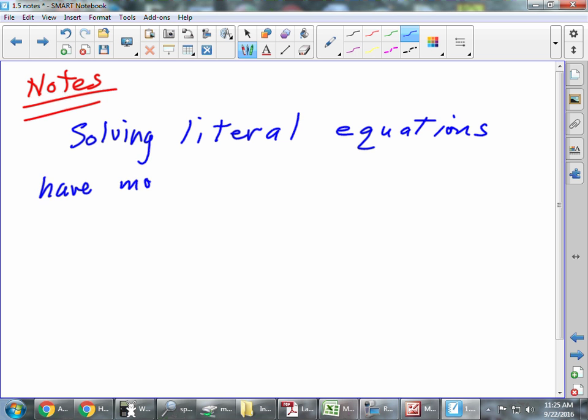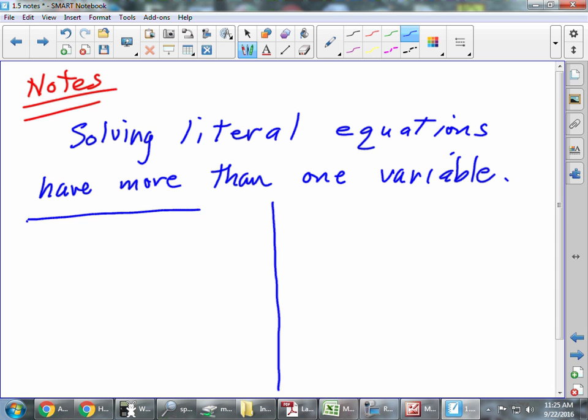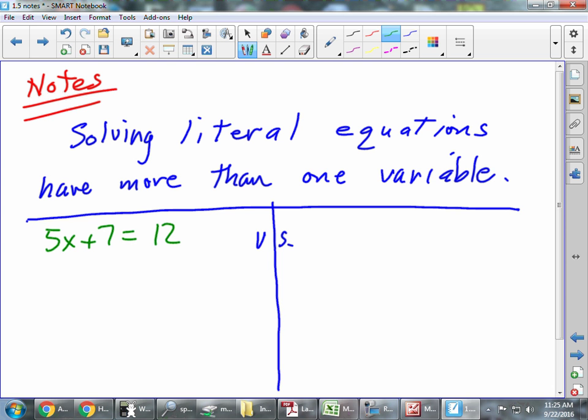So literal equations have more than one variable. For instance, I'm going to do kind of a versus. One variable equation we've had, that's like 5x plus 7 equals 12. And we solved lots of those. No problem, no worries. You go minus 7, you go minus 7, you get 5x equals 5. You divide by 5, you divide by 5, you get x equals 1.